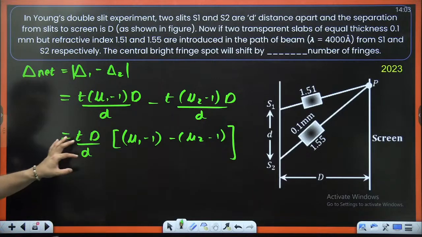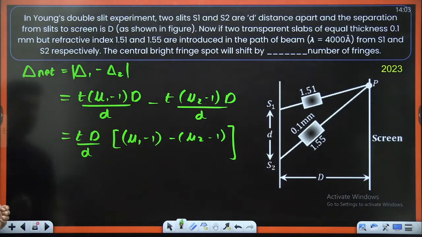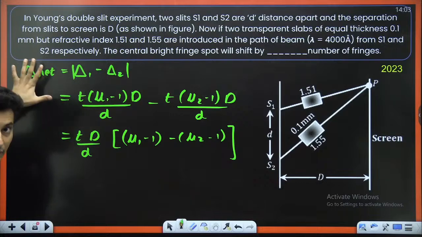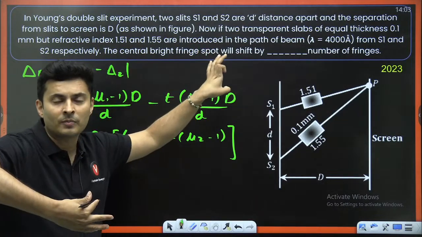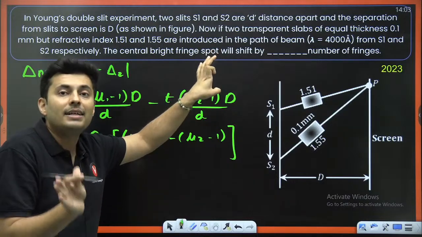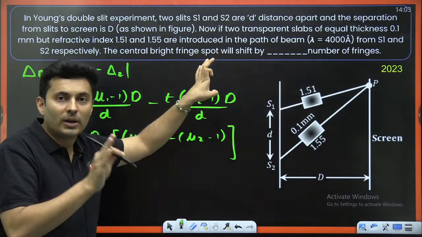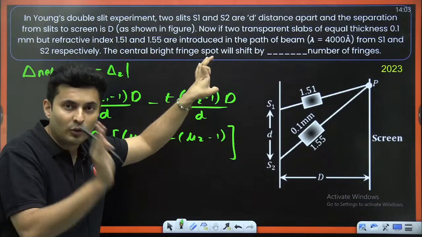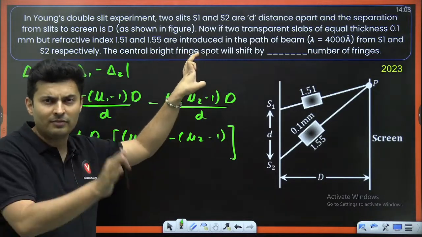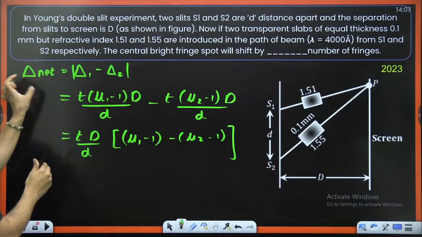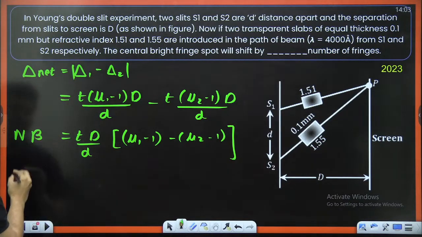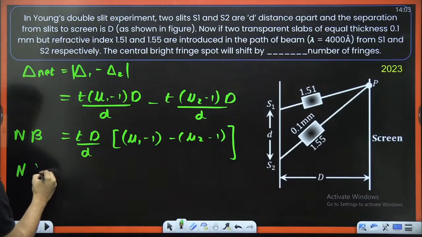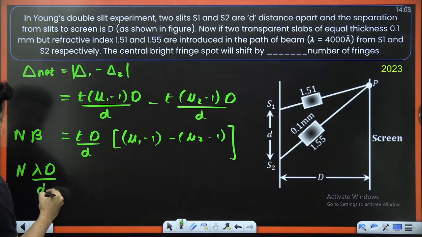Now over here, to write it in terms of fringe width, here is what I will do. If the net shift I want to write in terms of number of fringes, I'll write it as n times beta. N is what I want to find. If it shifts by 4 fringes, 4 times beta. If it shifts by 5 fringes, 5 times beta. If it shifts by n fringes, this will be n times beta, right? And this beta is lambda capital D by small d.